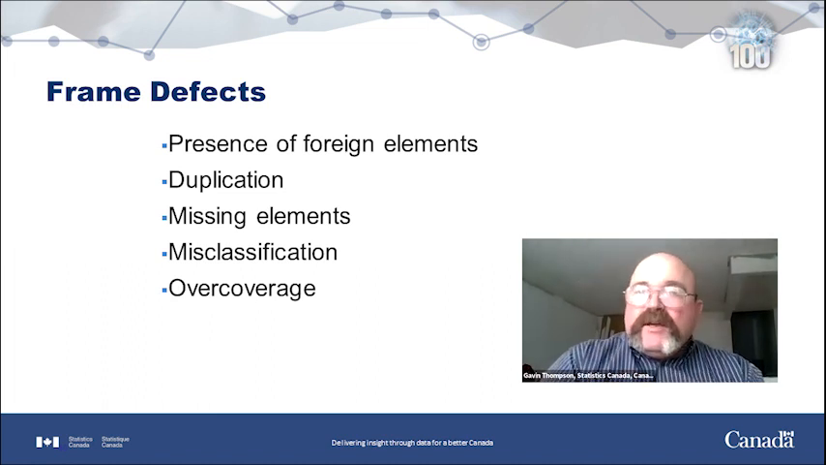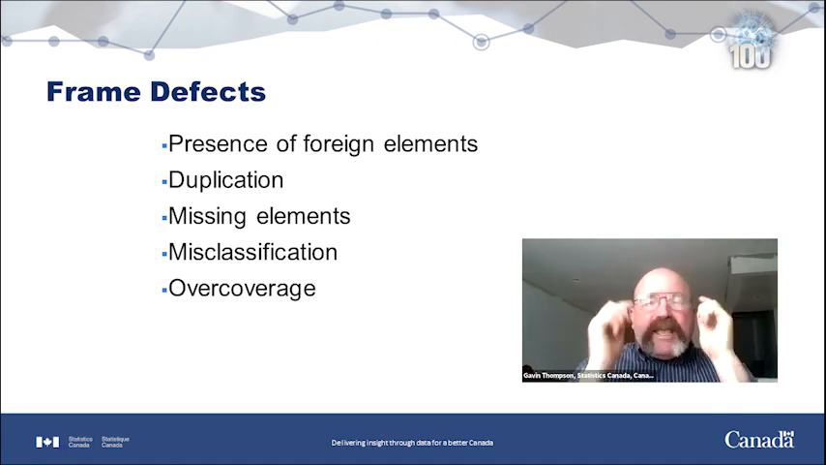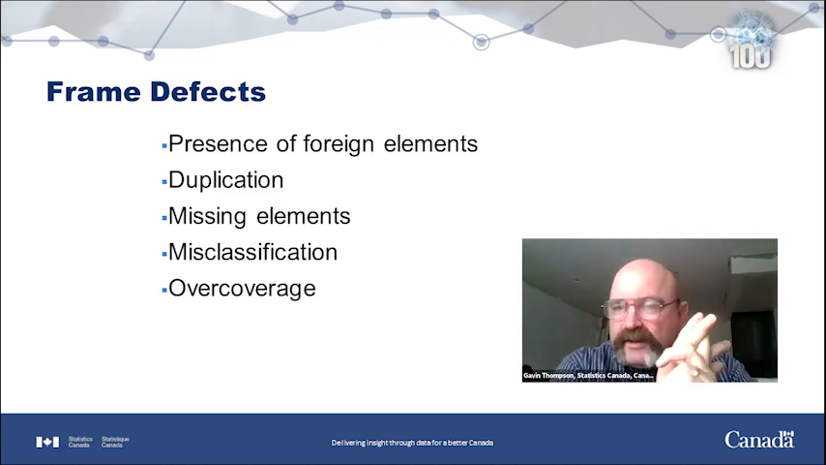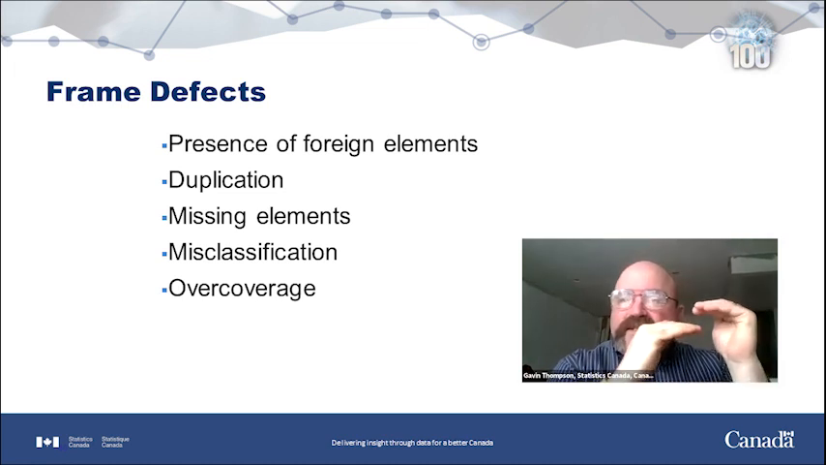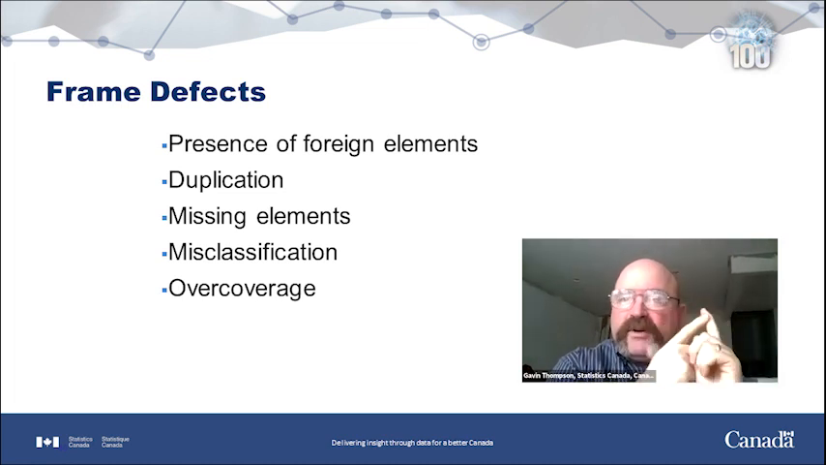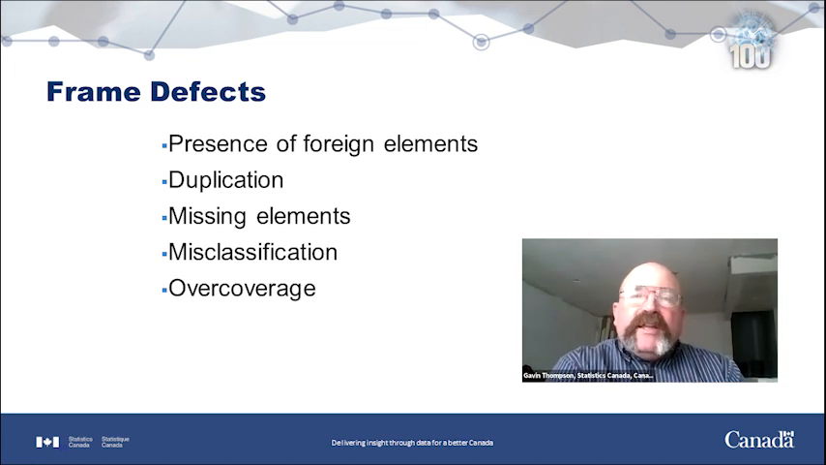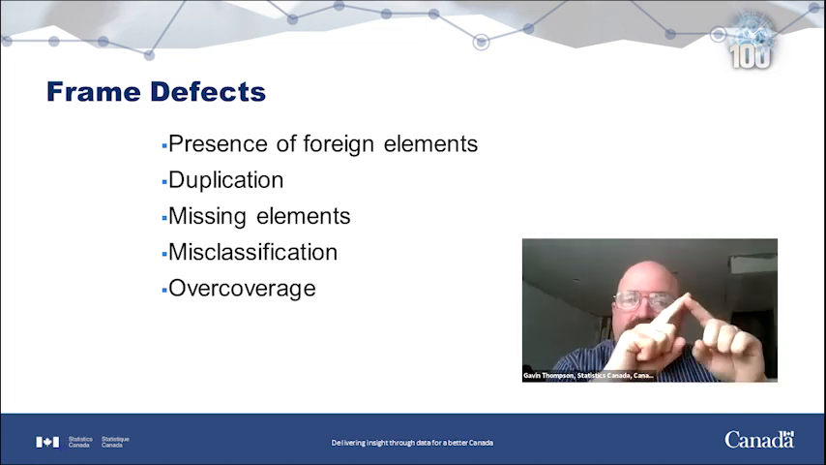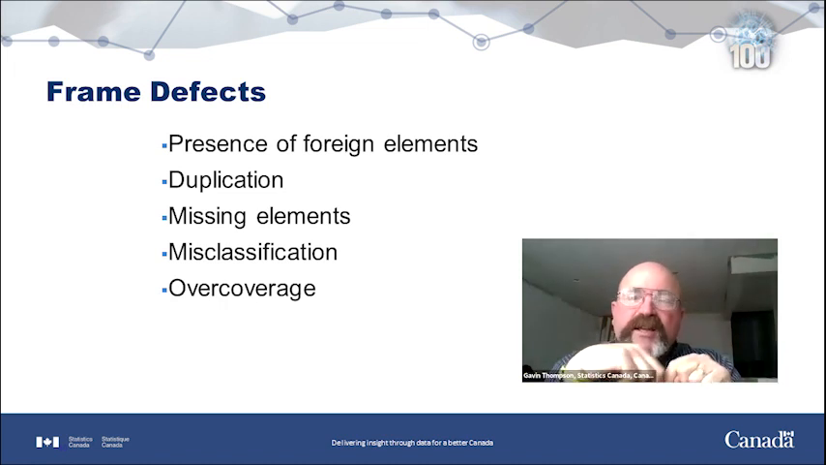Duplication: we might have an address that's listed two different ways, or a business that has two different names. In Canada, they have business numbers, but obviously they can also have a business name. We may have businesses listed in two different ways, by their number and their name, and this can cause us problems with duplication. Overcoverage: if I'm looking at the city of Ottawa and I accidentally collect households from outside of it, that's considered overcoverage.